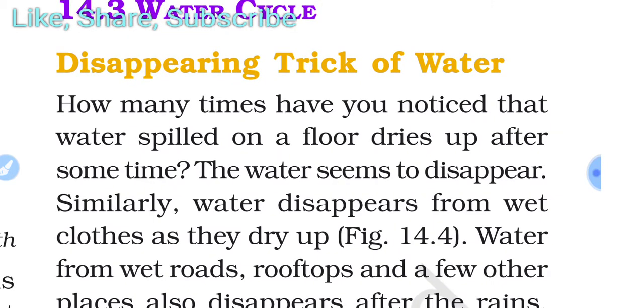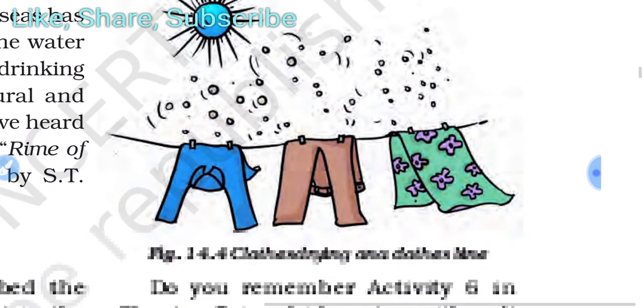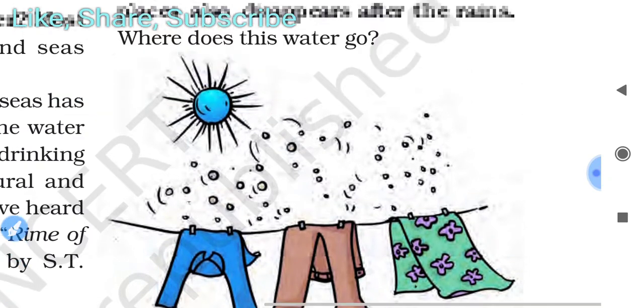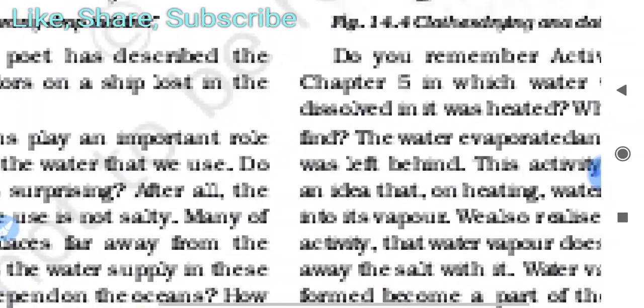Disappearing trick of water. How many times have you noticed that water spilled on a floor dries up after some time? The water seems to disappear. Similarly, water disappears from wet clothes as they dry up. As you can see in figure 14.4, you can see in your home also that whenever we put clothes outside in the sunlight, they dry up. Water from wet roads, rooftops, and a few other places also disappears after the rains. Where does this water go? So this is the question now.